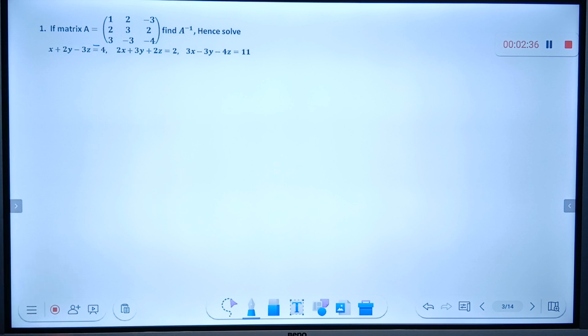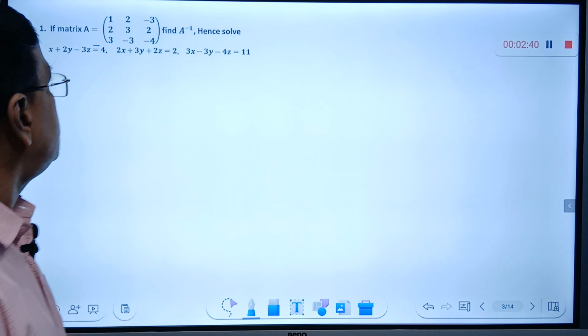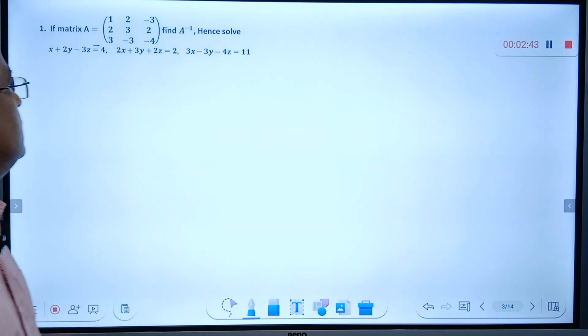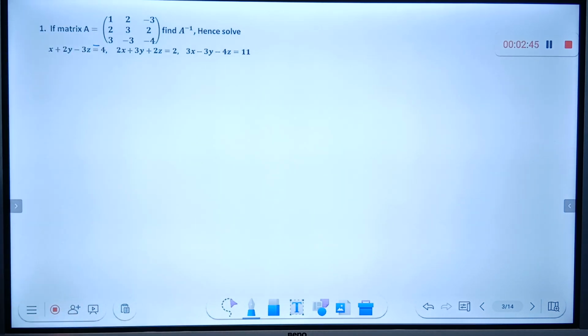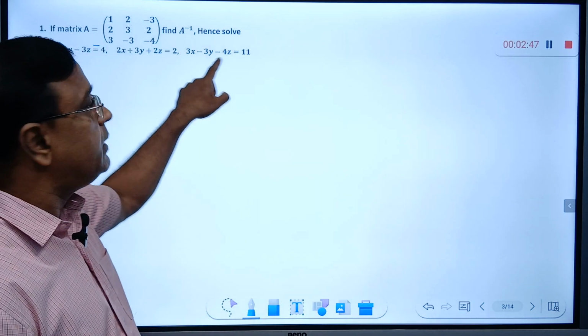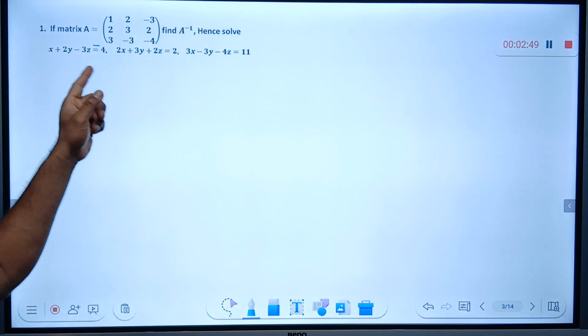This is the first question. Actually it is -4, that's a mistake. Now what is the first question? If matrix A is given, find A inverse and hence solve this equation. We'll come to solving the equation a little later. First we'll try to find A inverse.